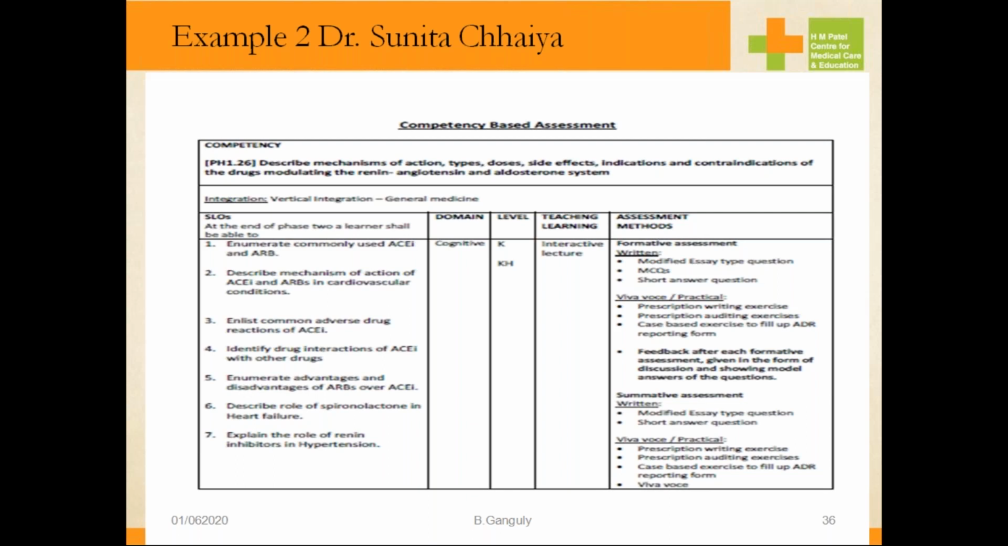There also, formative assessment they will be doing through modified essay type question, MCQ, short answer question, and a case based exercise to fill up an ADR reporting form. Now here, later on, I will come back to this very particular point, as well as Dr. Dimple's OSPI, what she has mentioned about the skills. I will come back again in the course of the slides and later in the content. So these are the plans. I think the slides will be shared, so I am not going through the details.